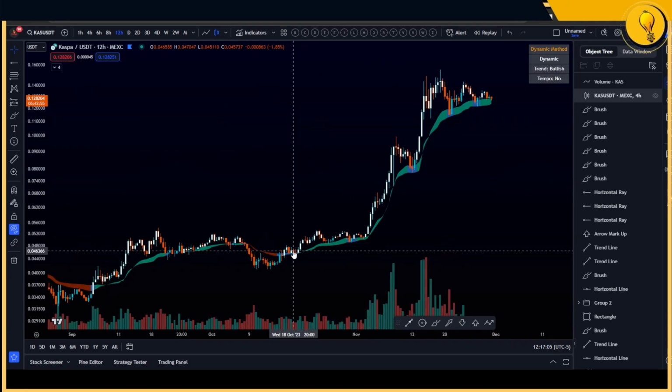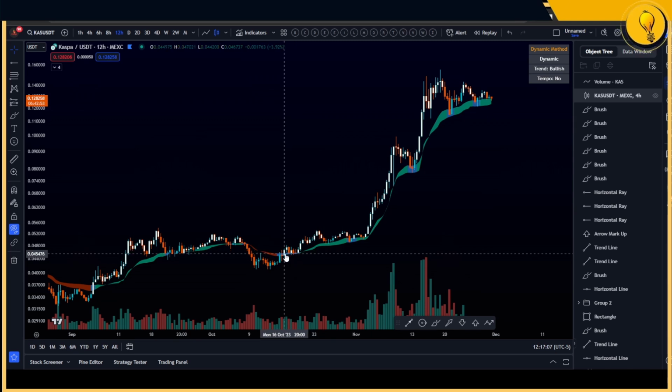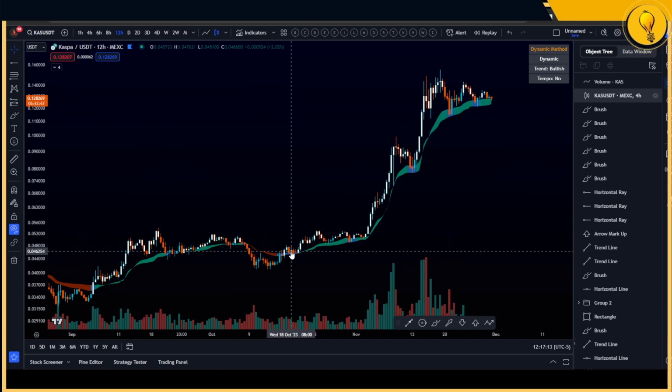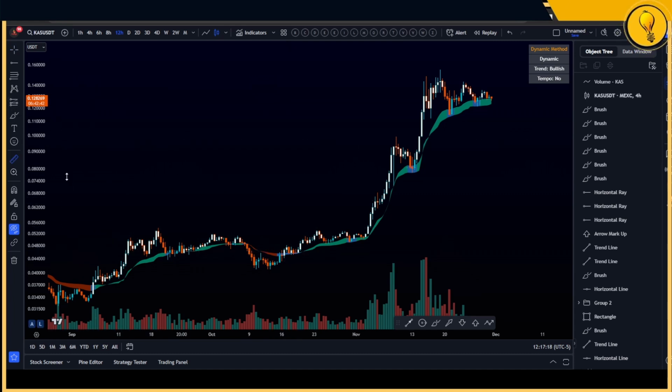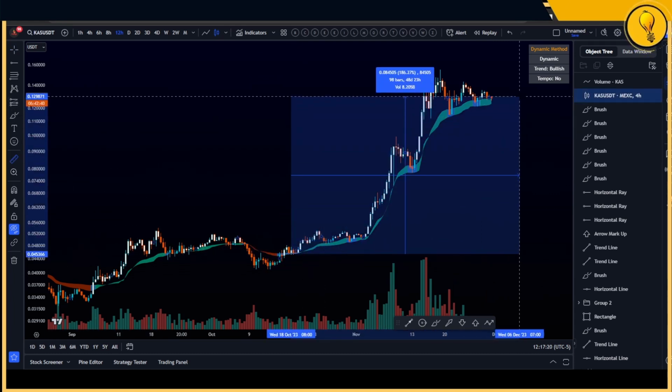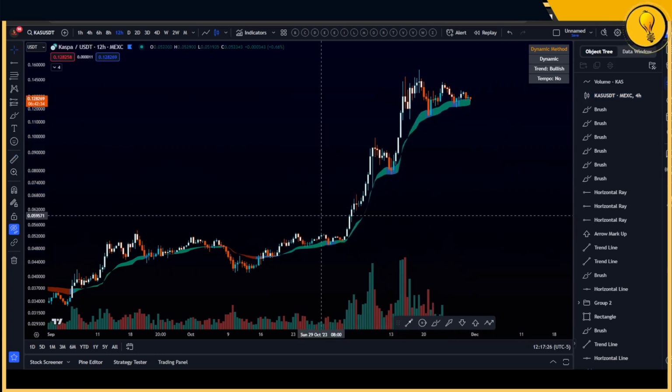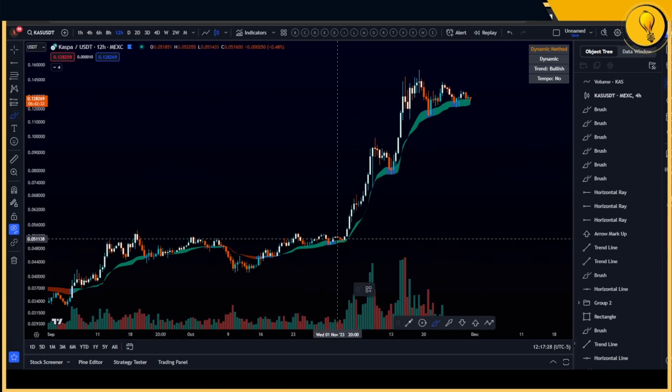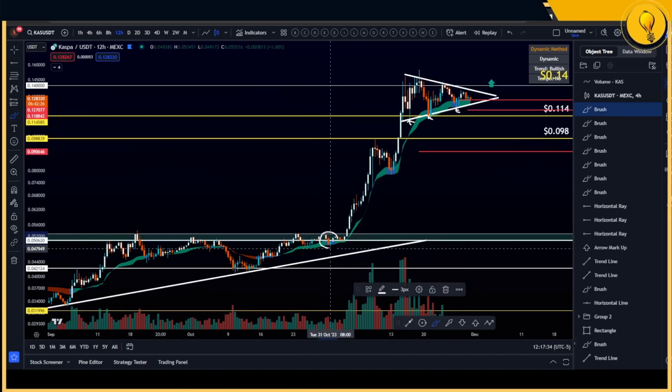I want you guys to notice, ever since KASPA started its uptrend right here, we reclaimed that mango dynamic resistance, holding it as support. We have been holding it as support since then. KASPA so far has done a good 186% just holding that 12-hour dynamic trend. Every time we've come down to visit the dynamic support, KASPA has caught a bid.